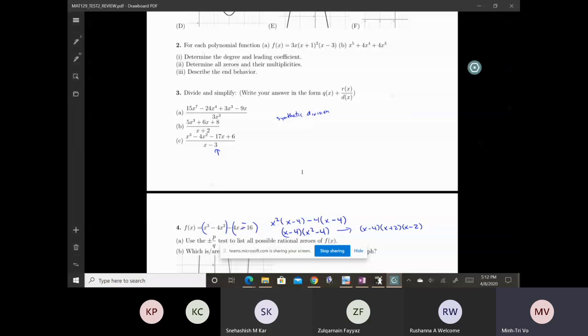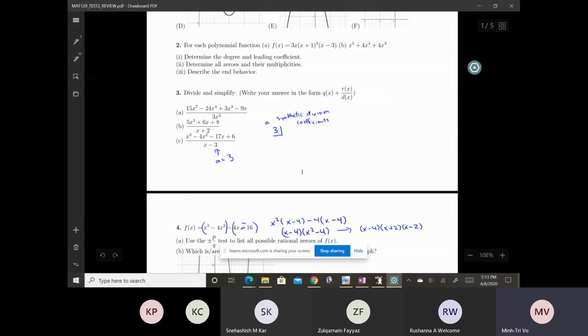Right, so you want to first look at this number here, which is a. A is always the opposite sign, right? So if this is x minus 3, a is going to be positive 3. So when we set up the synthetic division, a goes in the little box here, right? So that's 3. And then at the top, we write out the coefficients.